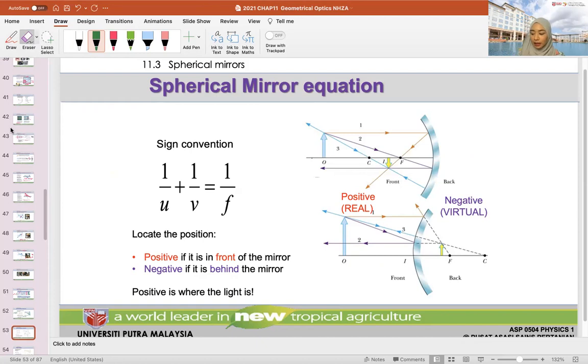If it is behind the mirror, it will have a negative value. Positive if it is in front, negative if it is behind. So positive is where the light is. Light always is in front of the mirror and is reflected in front of the mirror. That is how a mirror works. So this part of the mirror is always going to be denoted as the positive side or the real side. The back is like its dark side. So it is called virtual.